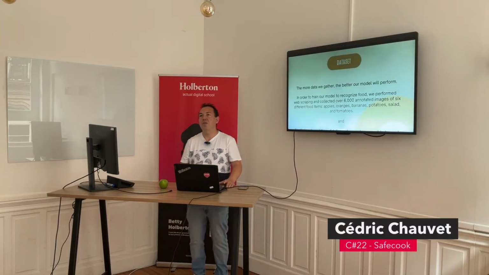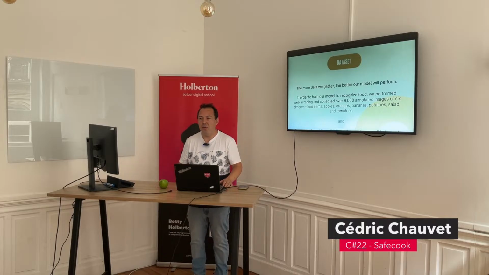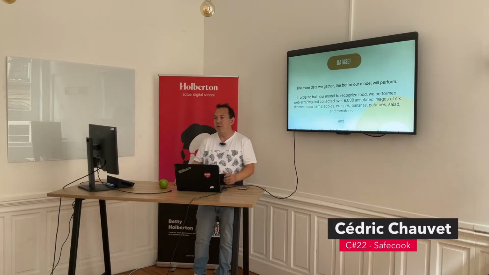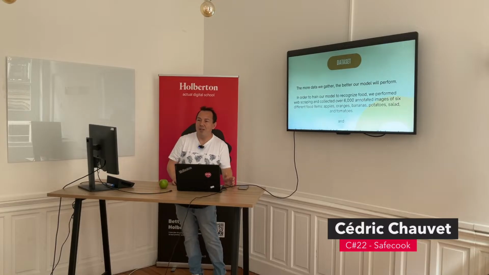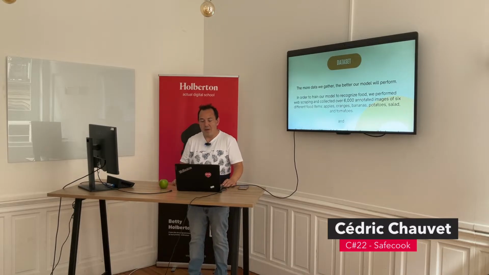One thing which is very important too is the dataset, because it's well known that the more data you have, the better the model performance will be. So in order to train our model, I gathered, sometimes manually, sometimes automatically, 6,000 annotated items based on 6 items: apple, orange, bananas, potatoes, salad, and tomatoes. So it's still under work.